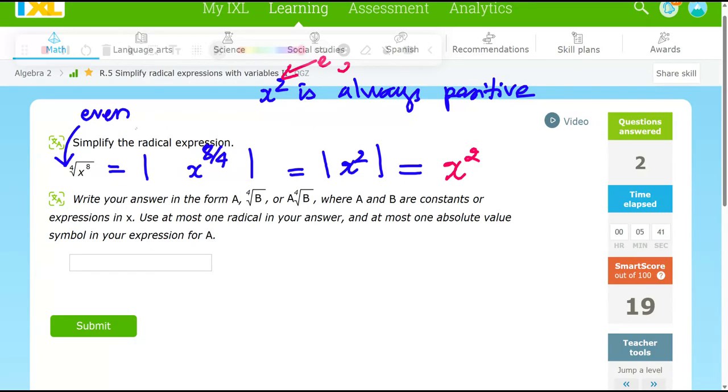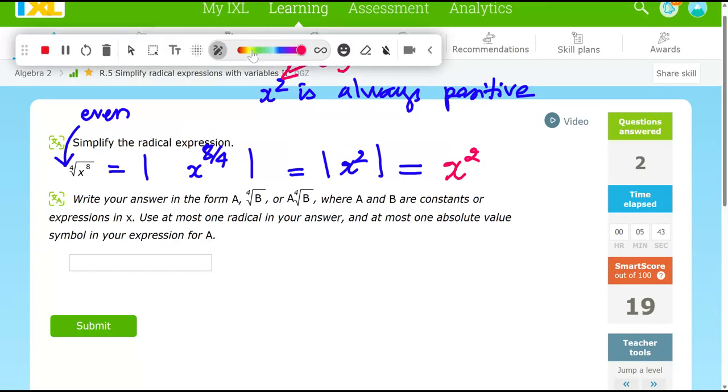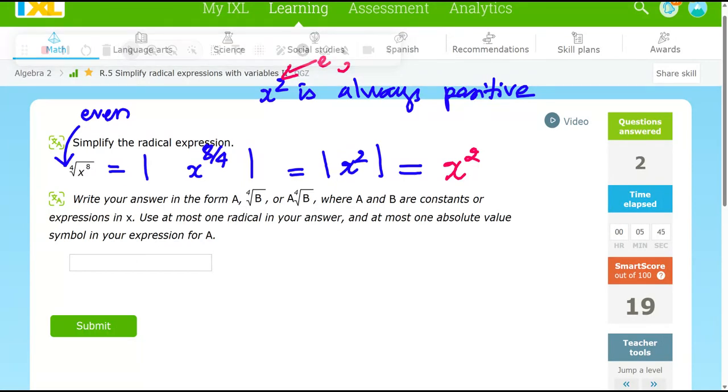Okay. So you can see the answer is x squared. So I put down x squared. That's it. Here we go. x squared. Voila. Done. You don't need absolute value sign because x squared is always positive. If you put absolute value sign, they will tell you it's incorrect because it's obvious. Okay?